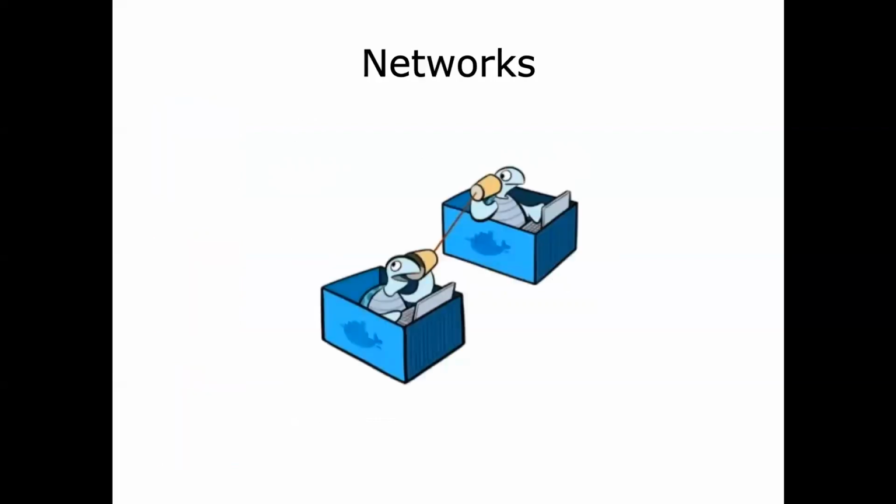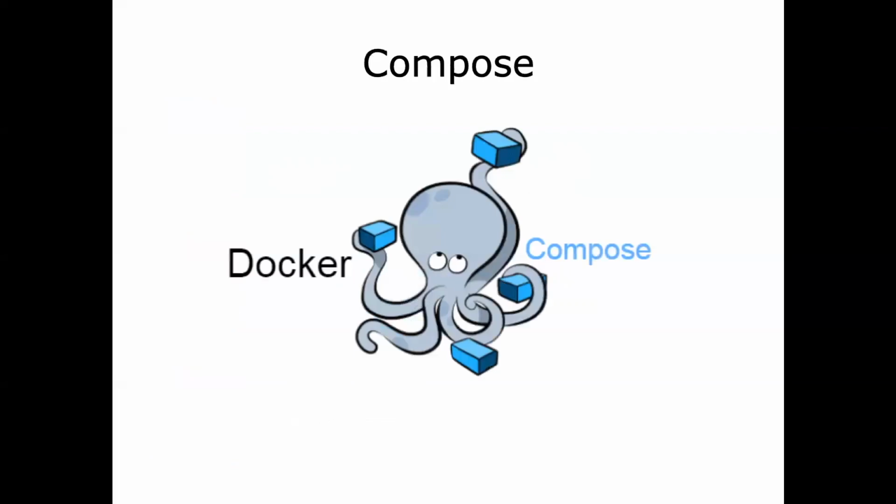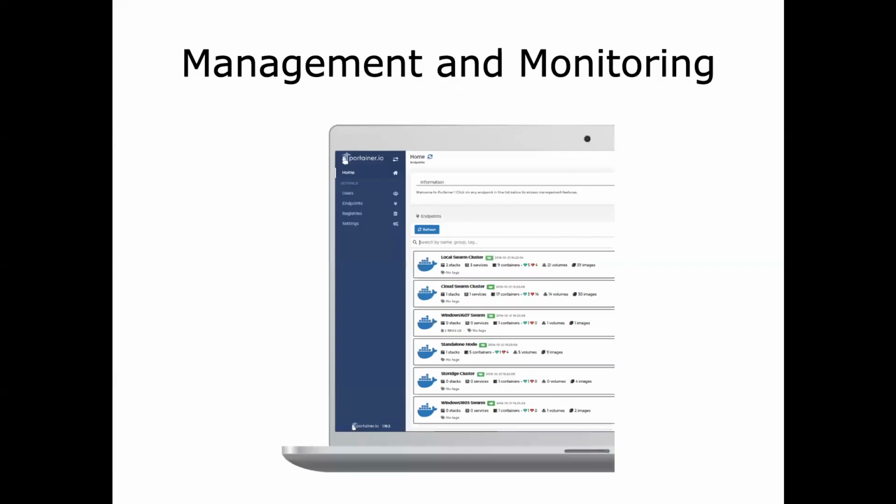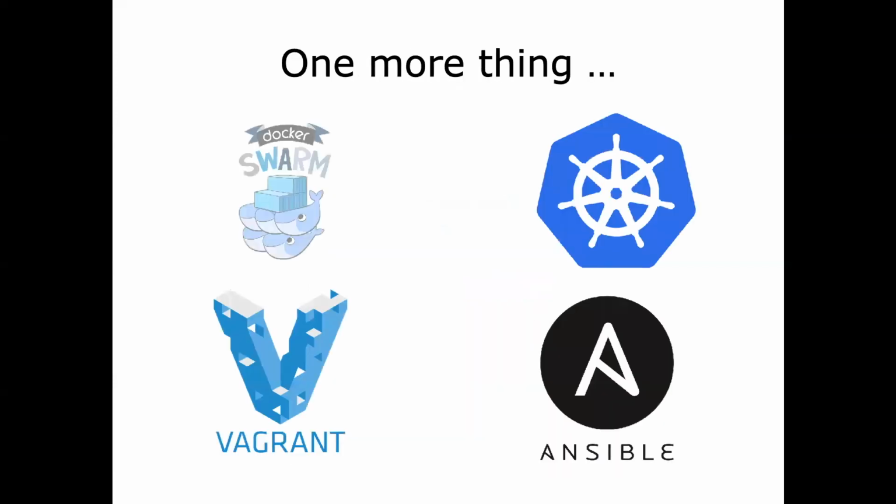There are also networks for abstracting several containers together and keeping them shut out from the outside. And of course, there's Compose. If you want multiple containers to work in tandem, you need something like Docker Compose, something you will also see later on. There is management and monitoring. And of course, you could do more things. You could use things like Kubernetes, Docker Swarm, or for build automation, something like Ansible. But this is a little bit out of scope for this presentation.